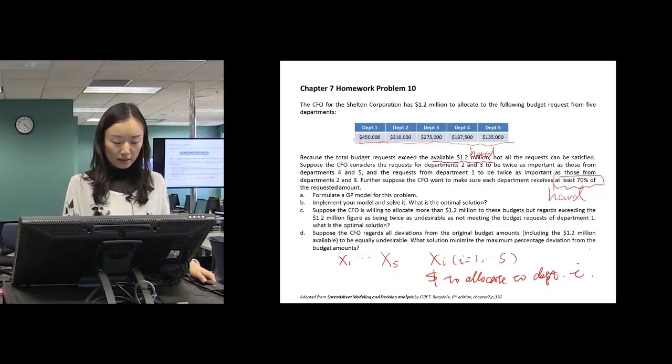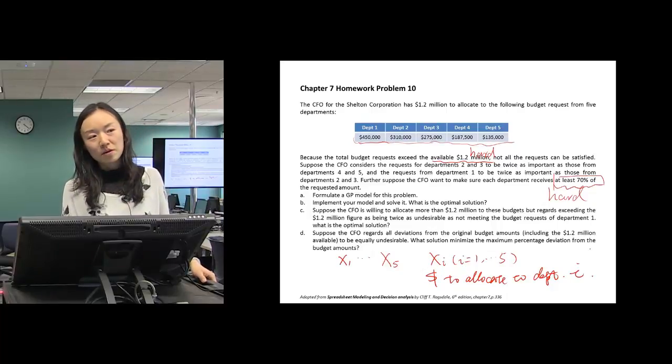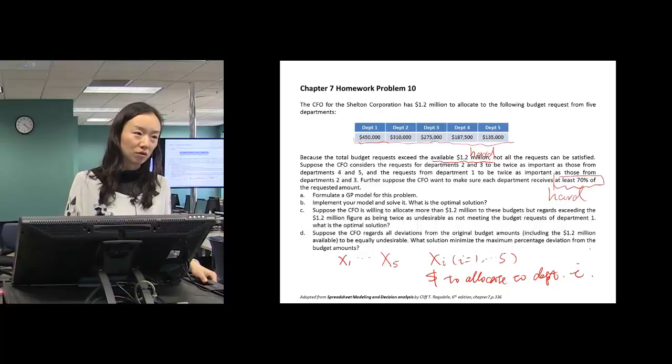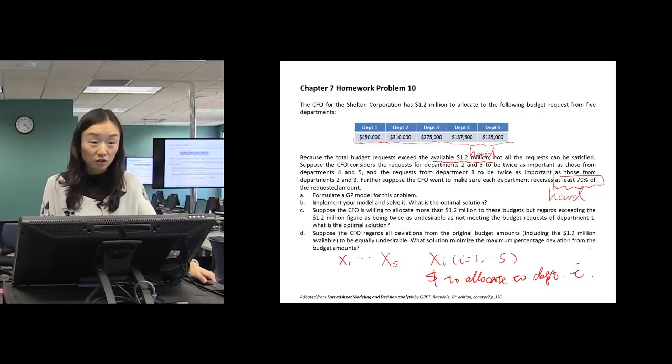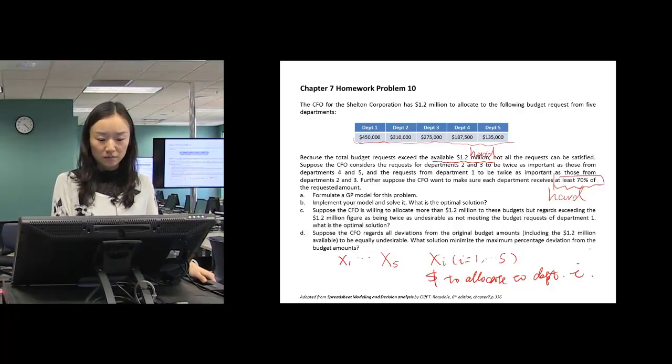Okay, and for the Goal programming problems, we know that we don't start from the objective. We first do the constraints, right? And we start from those hard constraints that need to be satisfied. We talked about this one being a hard constraint. So that means the sum of your xi needs to be 1.2 million.